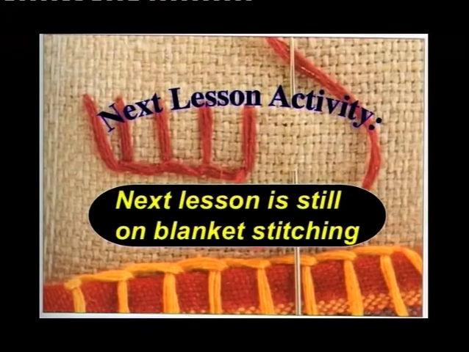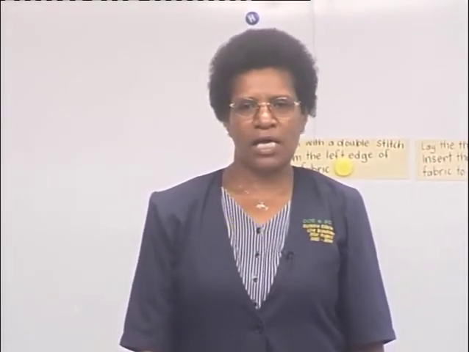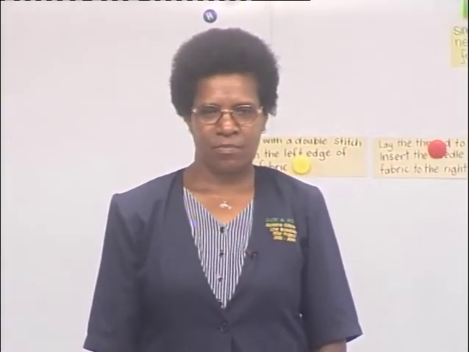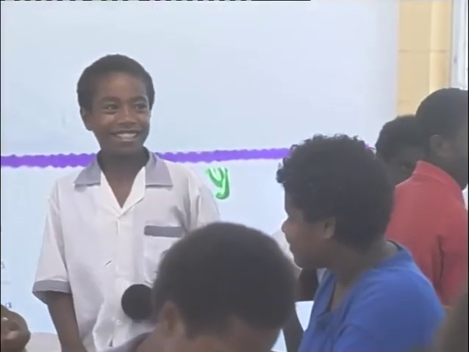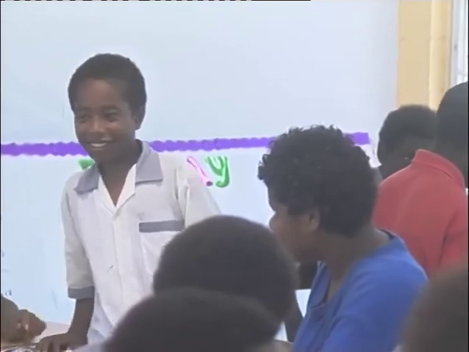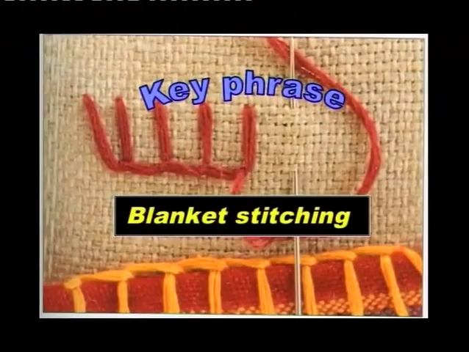Okay, that's the last. So, our friend is correct. Our next lesson is still on blanket stitching. How about the key phrase? Patrick, our key phrase for our lesson. Blanket stitch. Okay, Patrick says our key phrase is blanket stitching. Thank you. Patrick is correct, our key phrase is blanket stitching.